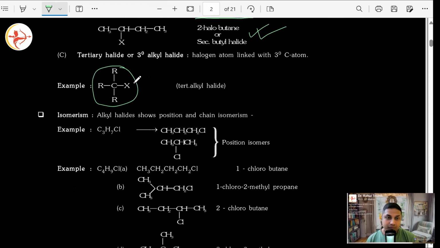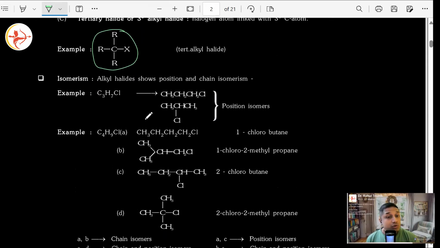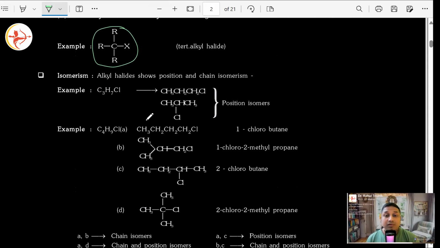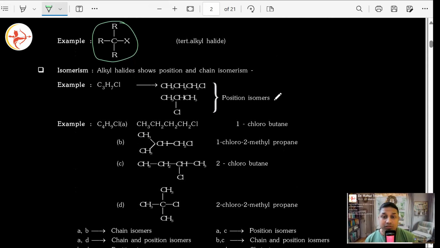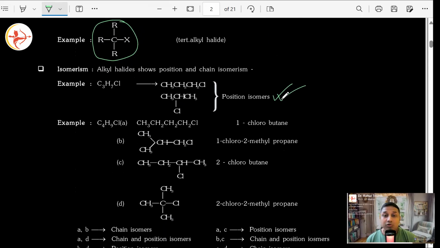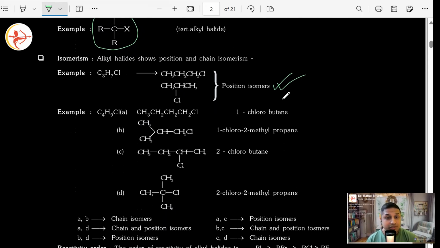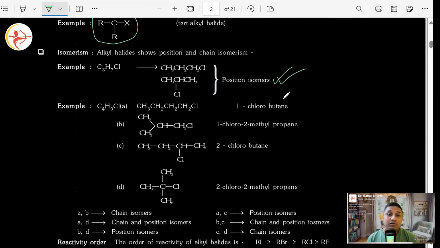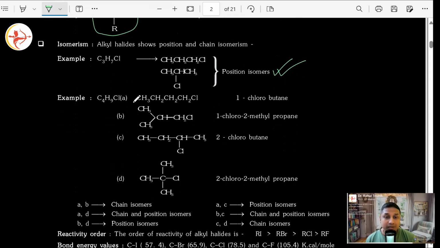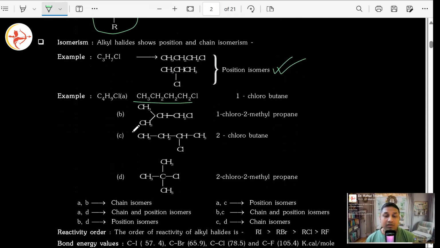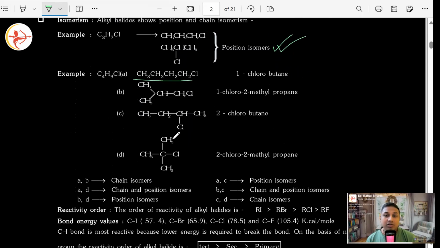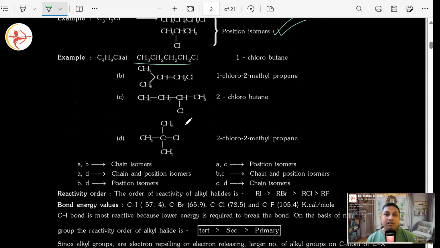Good. Very good. They can also show isomerism. How? Either it could be positional isomerism, where you change the position of the halo group from primary to secondary to tertiary. Good. Or you change the chain itself. This was a primary chain, straight chain. Now you have an iso chain. Correct? Then you change it to a secondary chain, then to a tertiary chain, and so on and so forth.